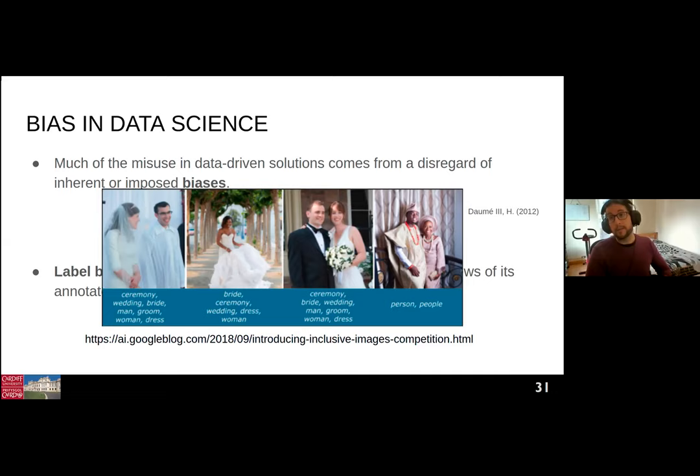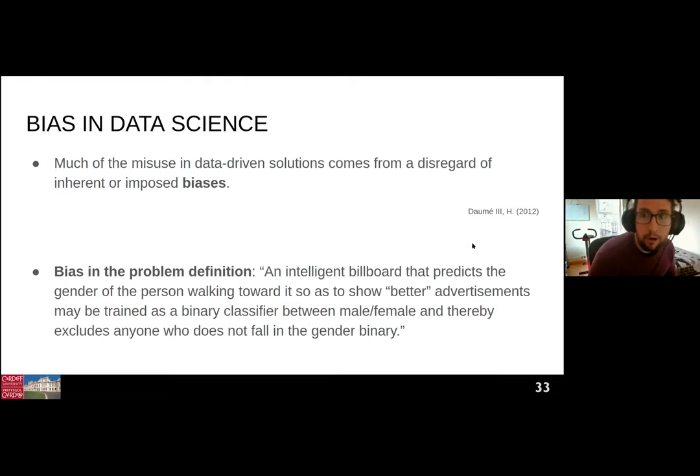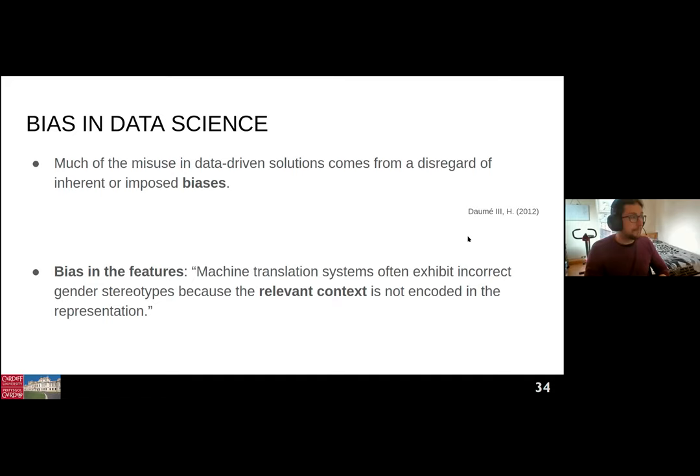We can make a wrong assumption from the beginning in terms of how we define the problem. For example, an intelligent billboard to predict the gender of a person walking towards it to show better ads may be trained simply as a binary classifier between male and female, and would thereby exclude anyone who does not fall into the gender binary. And something as simple as this could already be a source of discrimination and harm for those who would not be embodied in the problem that particular machine learning algorithm was designed to solve. Or bias in the features.